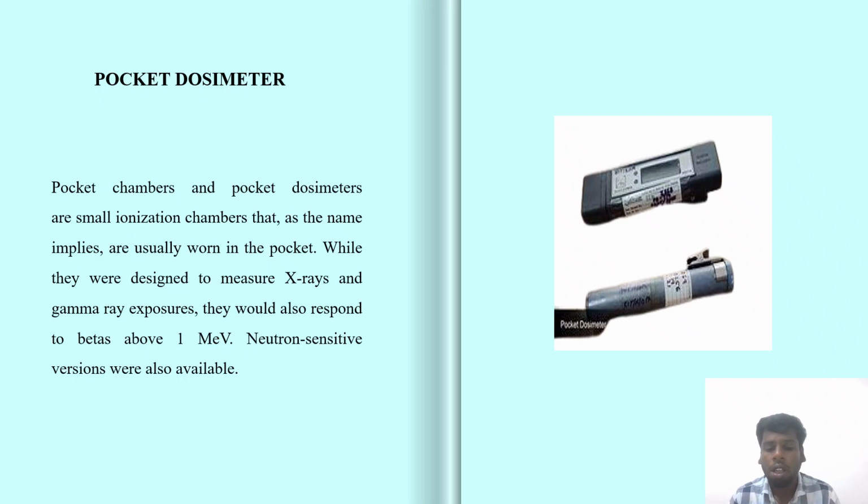Okay. So this is about static and dynamic. What are the applications of TLD? TLD is used for personal dosimetry for radiology, radiotherapy, nuclear power plants, and industrial radiography. We are using it as personal dosimetry.